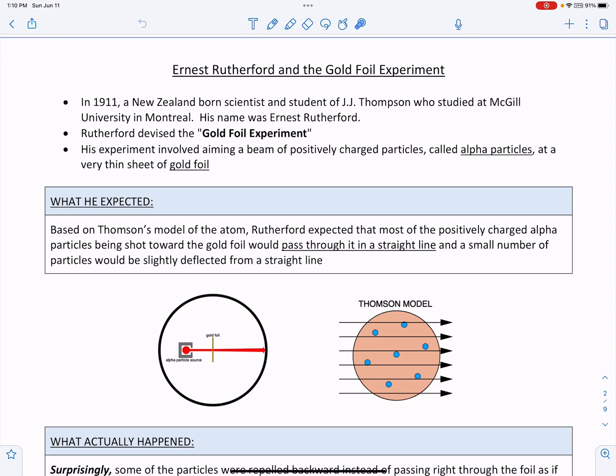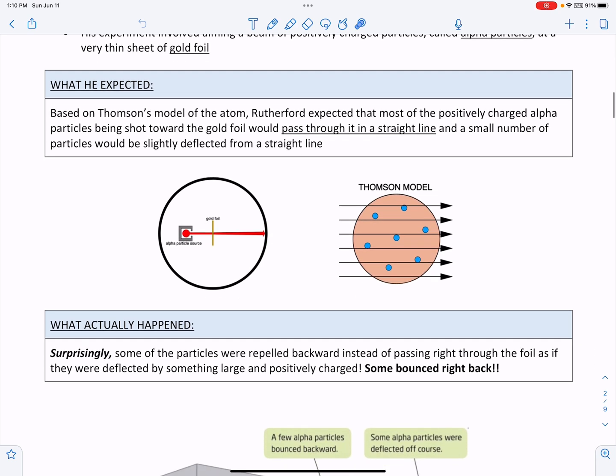And based on Thomson's model, if the electrons and positive charge were equally scattered through the atom, then this is what he would expect. All of these alpha particles to end up directly behind where they were shot through the gold foil. But that's not exactly what happened.